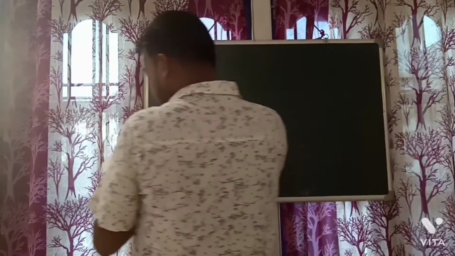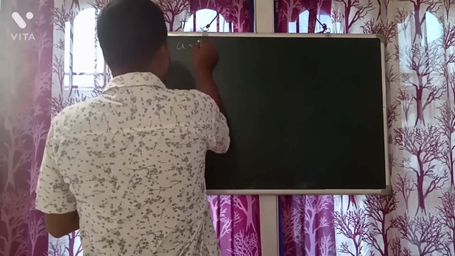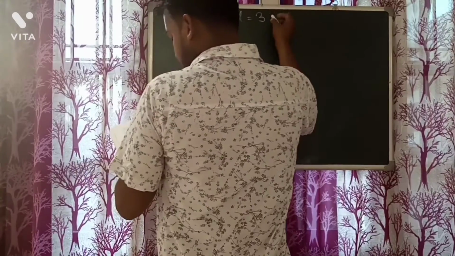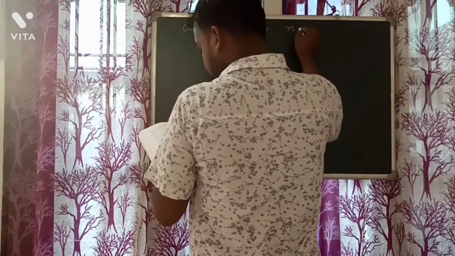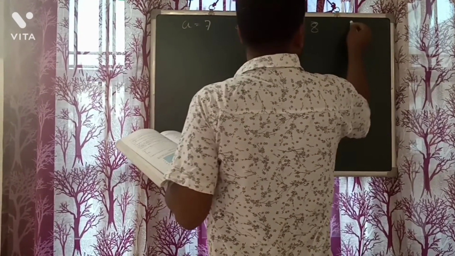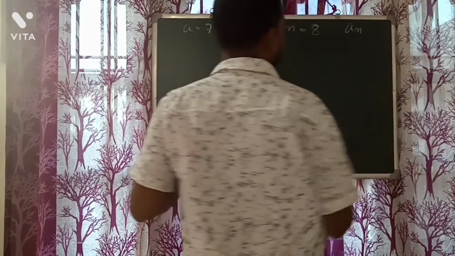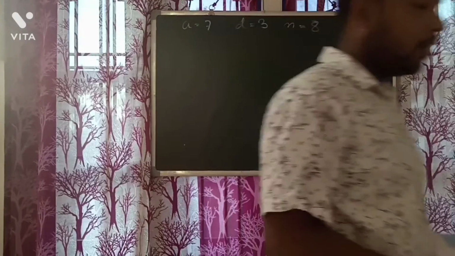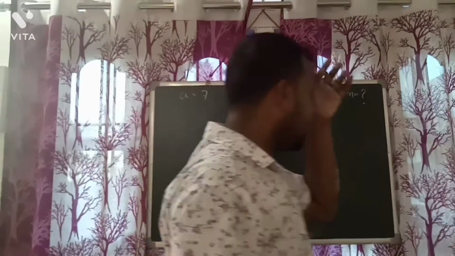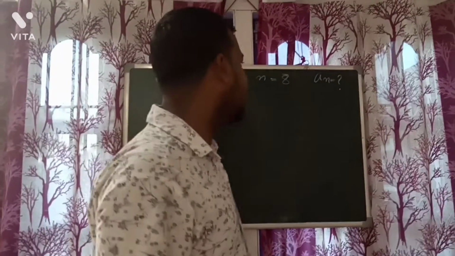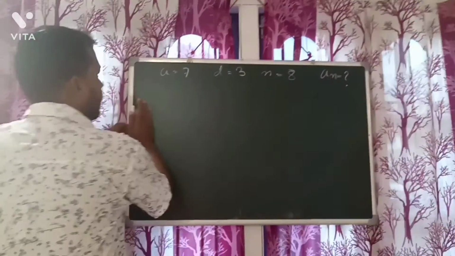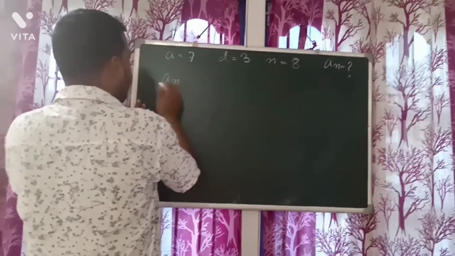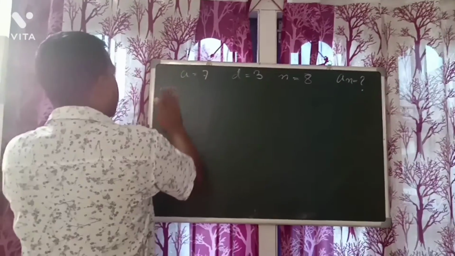A is equal to 7, D is equal to 3, n is equal to 8, then you have to find An. An is equal to how much you have to find? Tn or An, it is the same thing. Now see An, here solution.